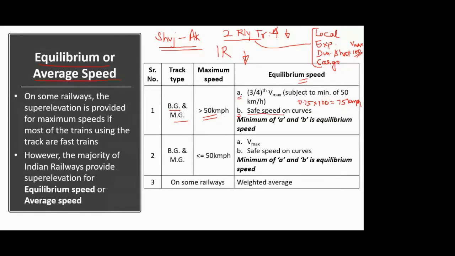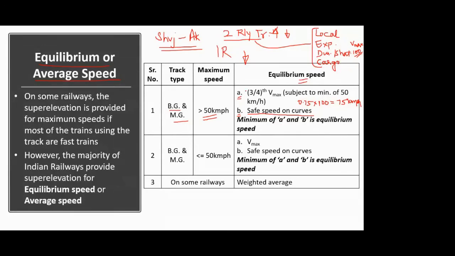Now this is something that we'll be covering in tomorrow's lecture, so you'll get to know this value tomorrow as well. For now, remember that you have to calculate two speeds, A and B. A is calculated by 3/4 Vmax, that comes out to be 75 kmph in this case, and B by the safe speed on curve formula, that will be seen tomorrow.